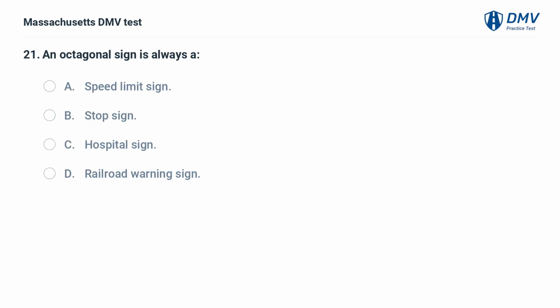An octagonal sign is always a: A. Speed limit sign. B. Stop sign. C. Hospital sign. D. Railroad warning sign.